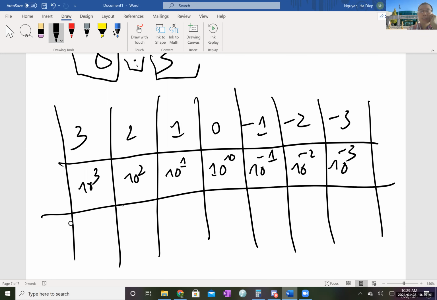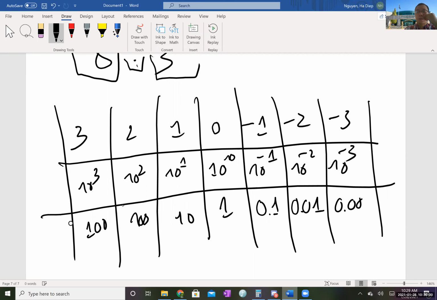When we convert this, you have 1 here, 10, 100, and 1000. And 10 raised to -1 means 1/10, so you have 0.1 here, 0.01 here, and 0.001 here. Okay.